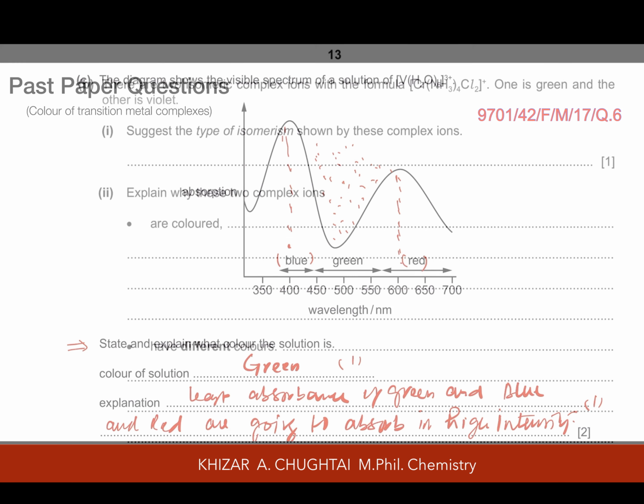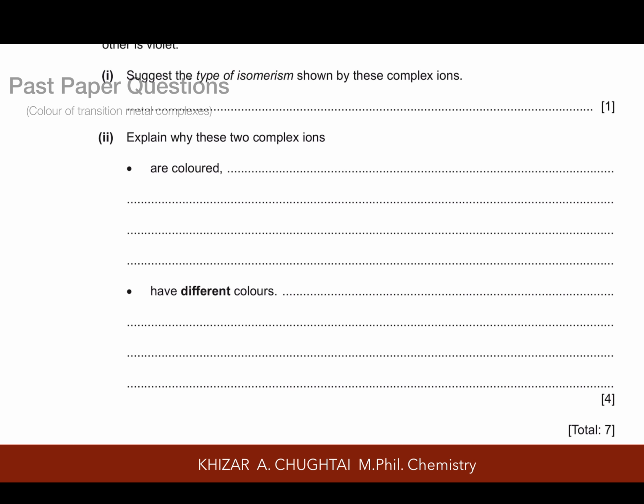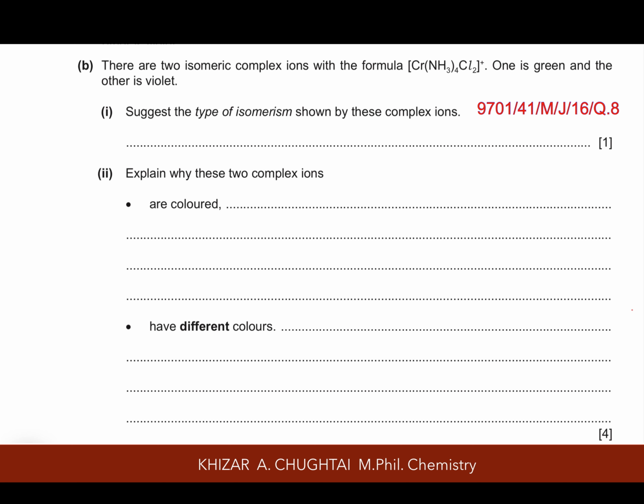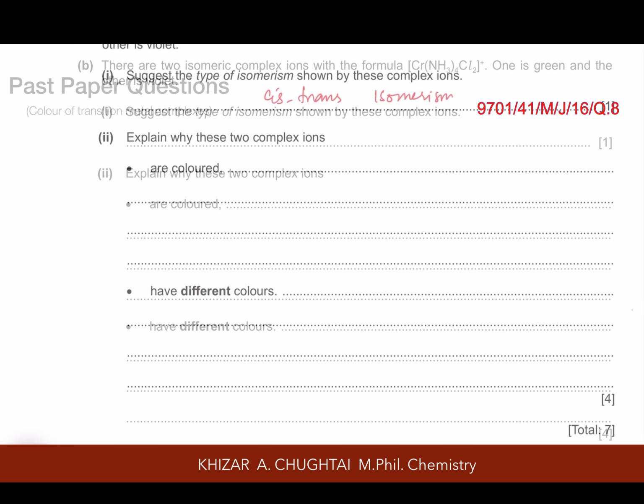There are two isomeric complexes with the formula CrN4H12Cl2 positive, one is green and the other one is violet. Suggest the type of isomerism shown by these complexes. These complexes may show cis-trans isomerism. That is another topic you can say. Cis-trans isomerism.